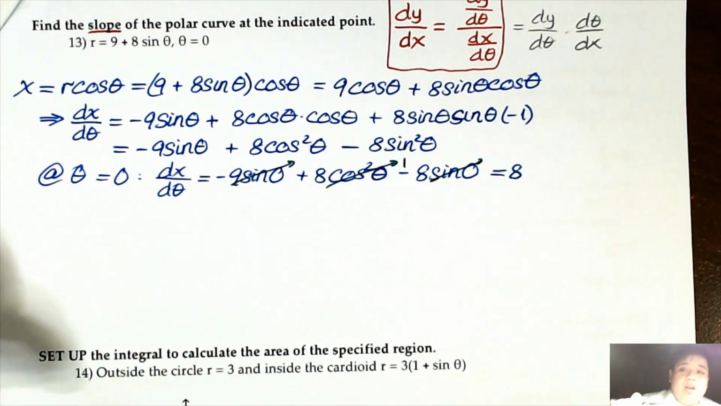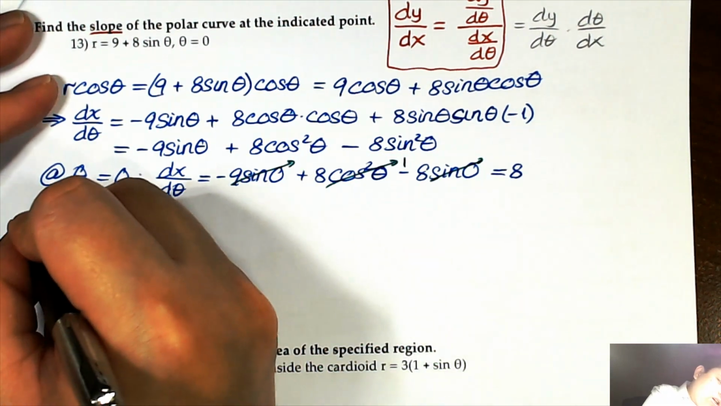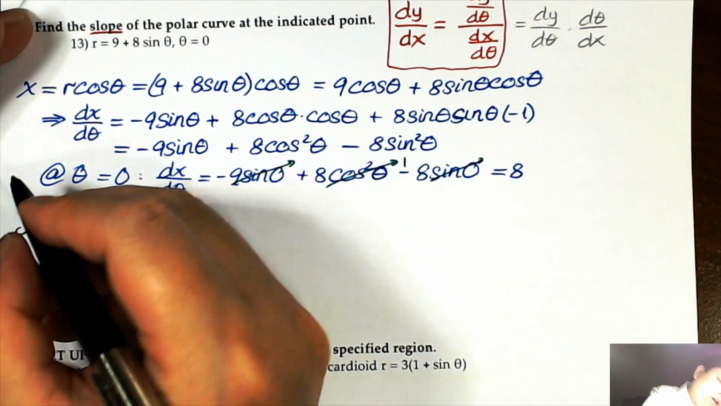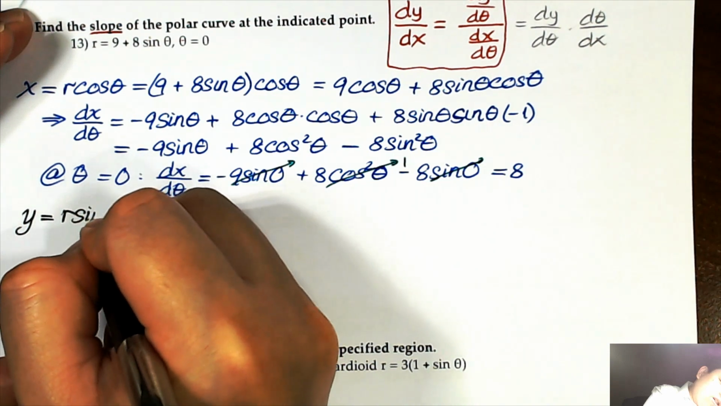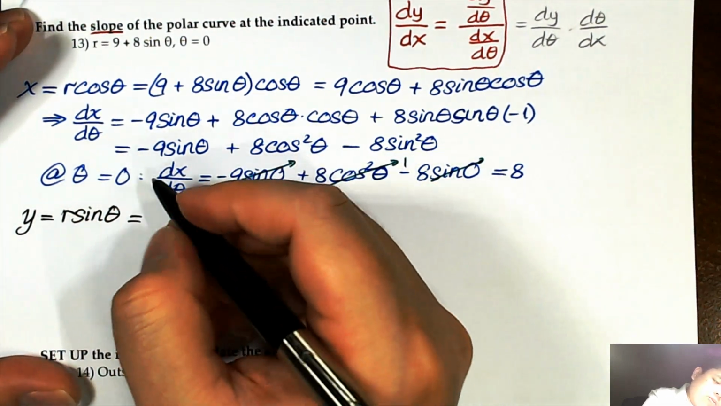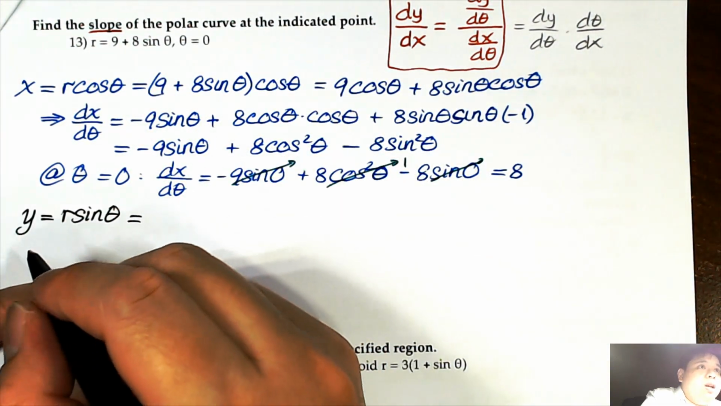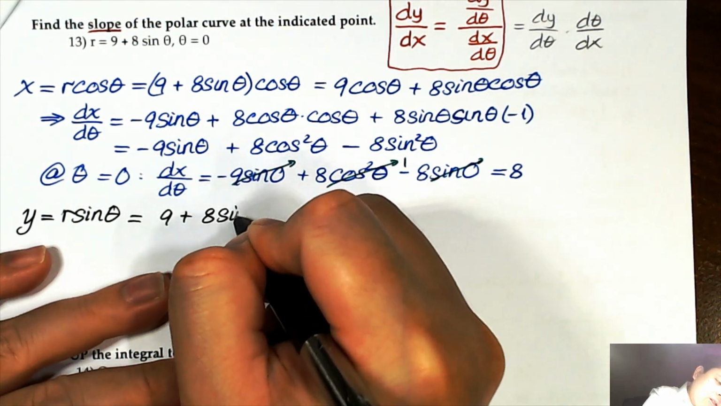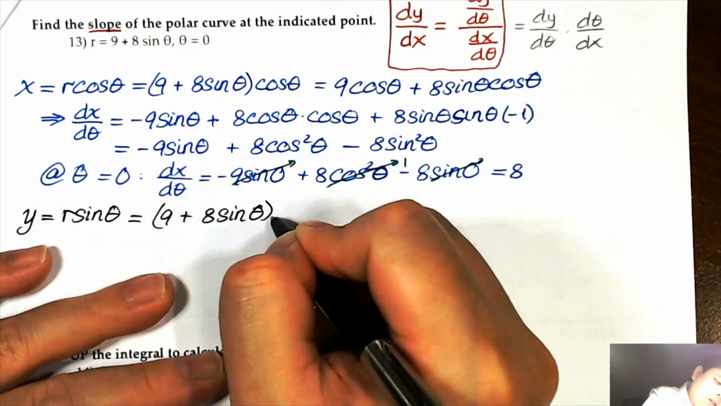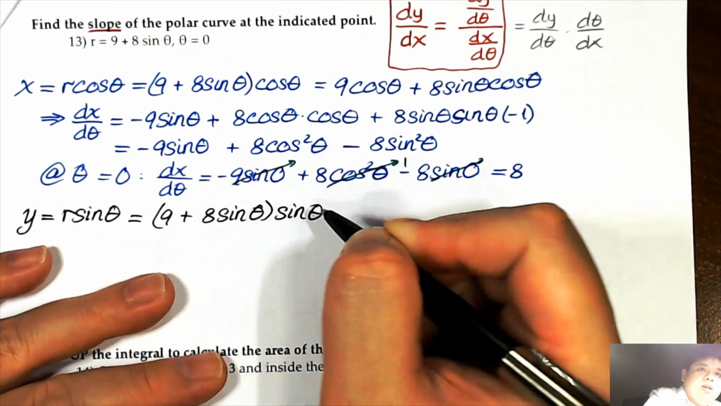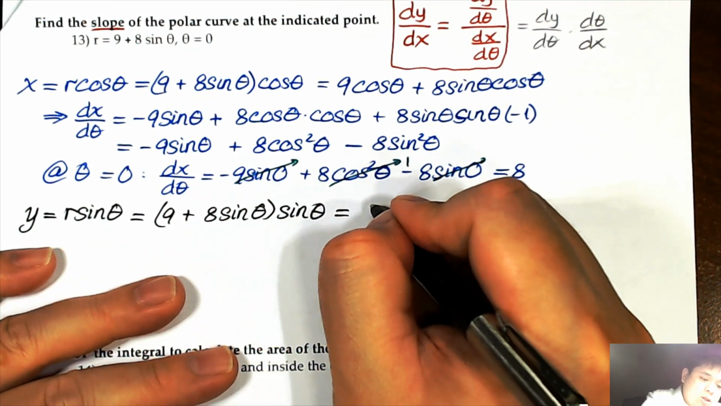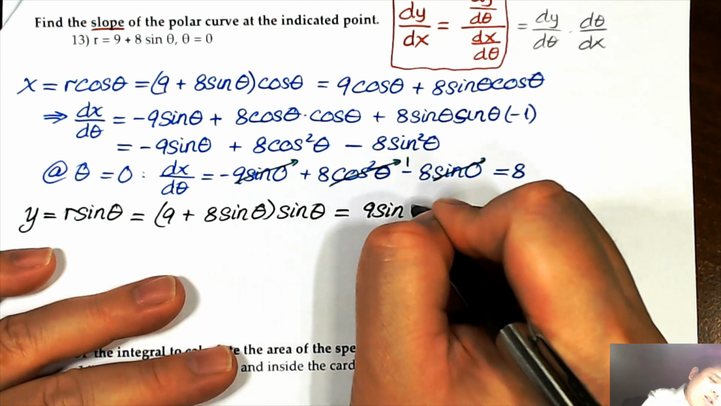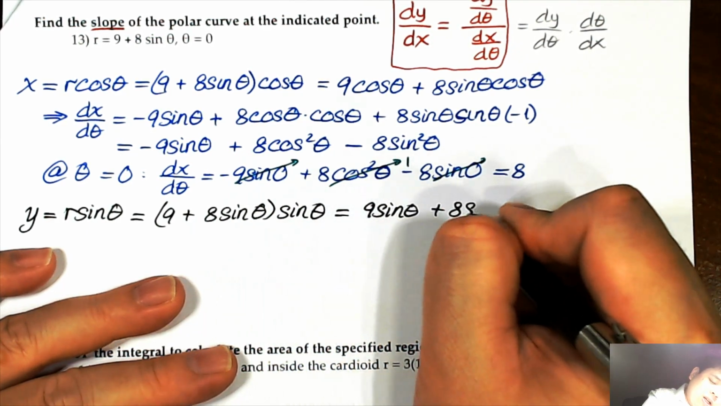We'll do the same thing for y. y equals r sine theta. It is 9 plus a sine theta, times sine theta. Multiply them out: 9 sine theta plus 8 sine square.